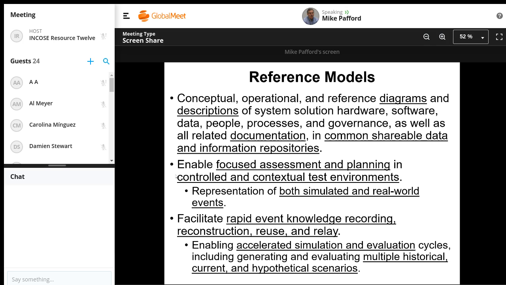And those in the healthcare industry, I guess I can call it that, especially in what's known as the Incident Command Center or the Incident Command System, or ICS, they really appreciate this particular aspect. And reference models enable accelerated simulation and evaluation cycles, including generating and evaluating multiple historical, current, and hypothetical future scenarios. And again, many of the folks that are having to do hospital resilience risk analysis keep asking us more about this idea of modeling historical, current, and future hypothetical scenarios.